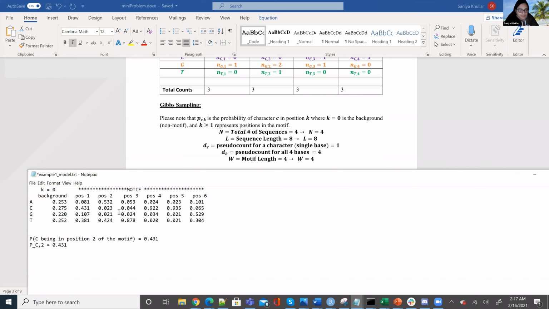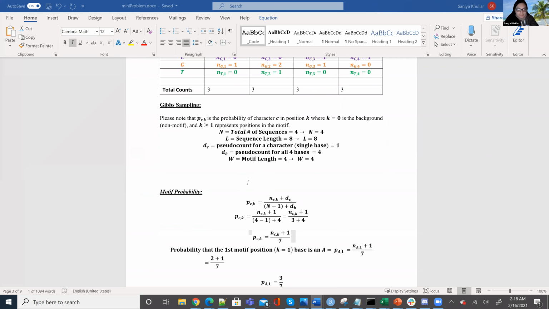Then similarly, if I were to look here, this would be T in position 3 of the motif. So the way I would interpret it is T being in position 3 of the motif is going to be 0.878. And that is P, T comma 3, equals 0.878. And that's how we interpret it. Actually, I can also make these really small because that's how it looks here. T comma 3, 0.878.